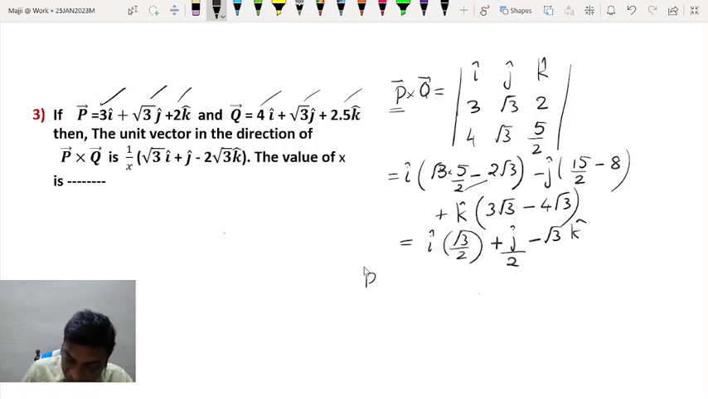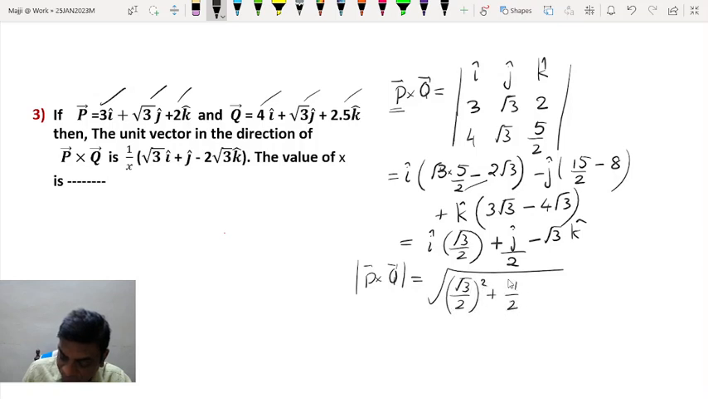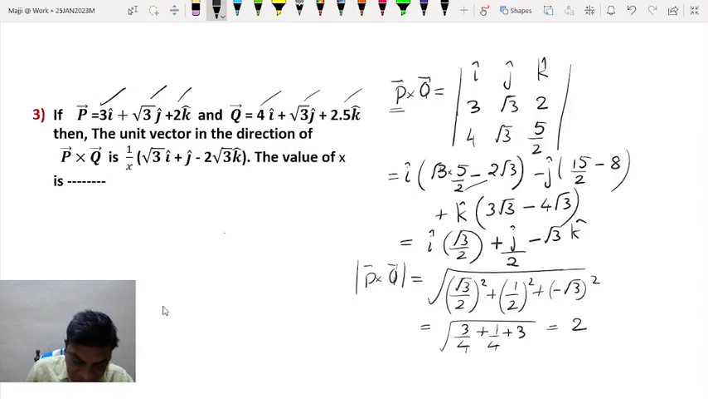Now let us find the modulus. As you know, modulus will be under root the coefficient of i cap whole square, coefficient of j cap whole square, and coefficient of k cap whole square. So this will be 3 by 4 plus 1 by 4, that is 1, plus 3. So 2 is the modulus.